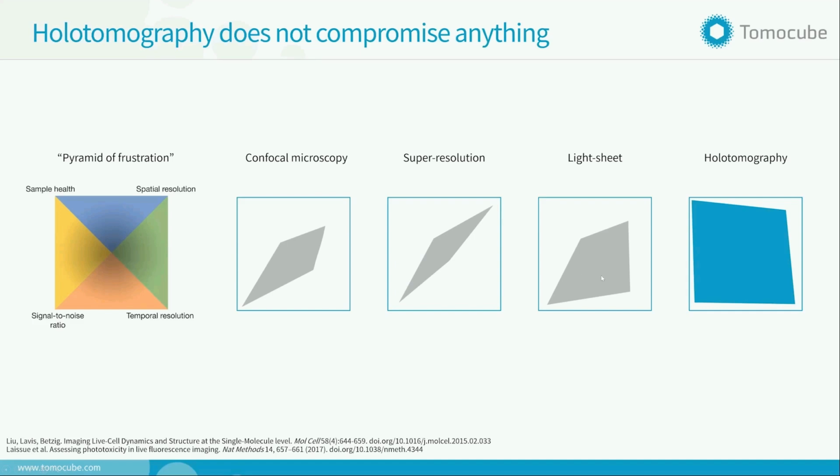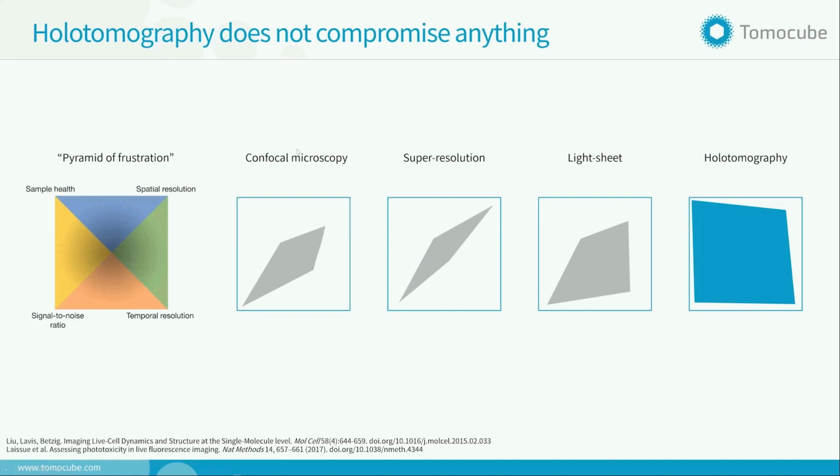Light sheet is a very powerful technique. It improves the temporal resolution significantly compared to a confocal microscope, but still they have to use fluorescent labeling agents, and those are the limitations of light sheet. But in our case, we don't have to worry about sample health because there are no labels. And resolution is slightly better than a confocal microscope. We also have a strong signal-to-noise ratio, and temporal resolution is very, very powerful. For example, we can measure a tomogram every few seconds or even faster, depending on the realization of HT.